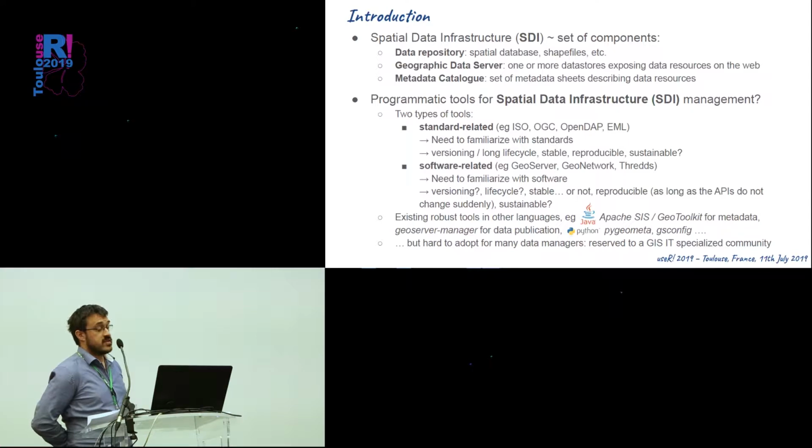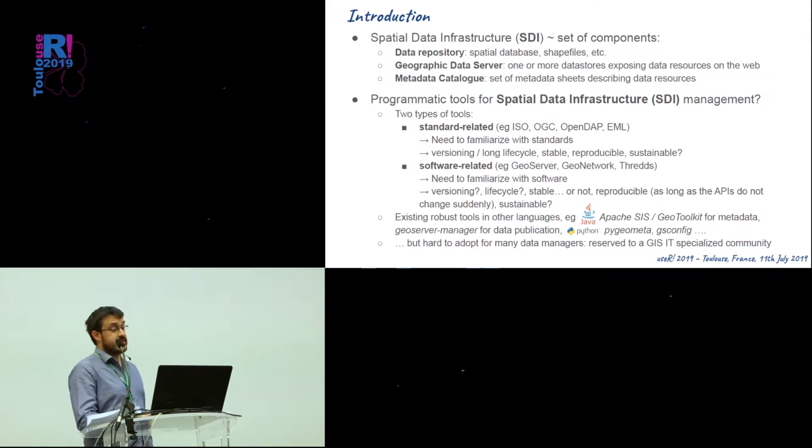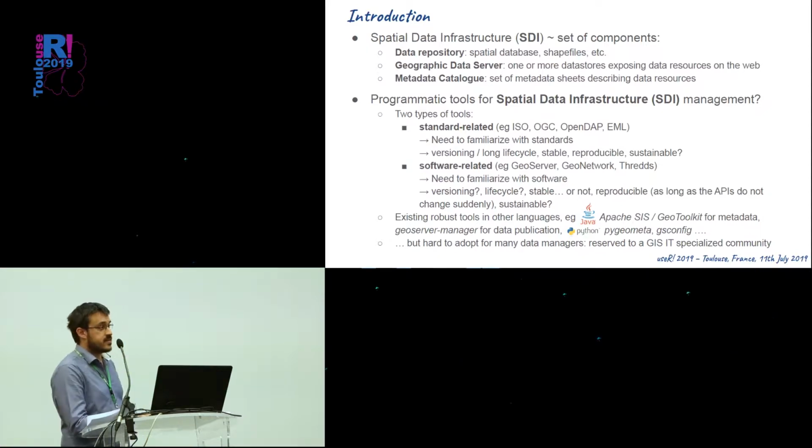Basically, you have data repositories or ideally spatial databases. They can be file systems with shape files, CSV files. You have geographic data servers, and generally a metadata catalog where you are describing your data sets. If we look at the software existing today, there are many. Some are related to standards, and generally they are not evolving a lot in time. They are quite sustainable, and others are just software related, like GeoServer, GeoNetwork, web tools, for those that know these tools.